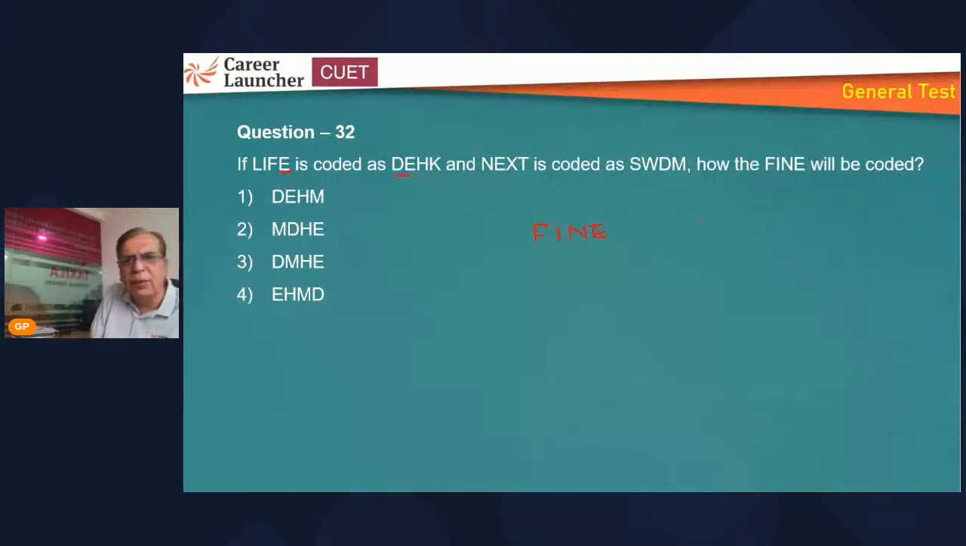E becomes the one before, so D comes in place of E. This is D in these two places, so these two options become wrong. Then we have N. Instead of N, we will have M. So DM, correct answer. So question 32 also we have answered.